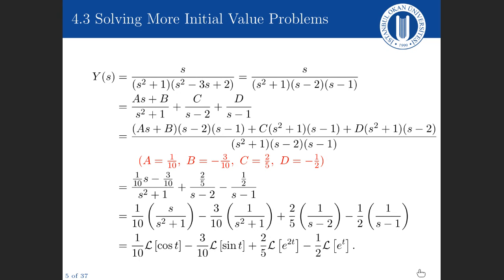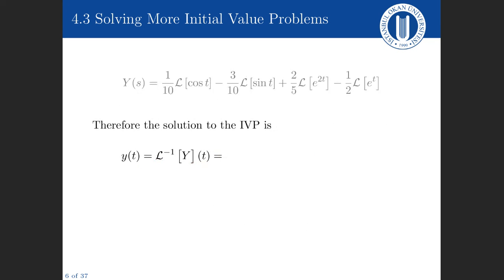Using our table of Laplace transforms, we can look up s over s squared plus 1, and we see that's the Laplace transform of cos t. We can see that 1 over s squared plus 1 is the Laplace transform of sine t. 1 over s minus 2 is the Laplace transform of e to the power 2t. And 1 over s minus 1 is the Laplace transform of e to the power t. As soon as we know capital Y is a linear combination of Laplace transforms of functions, we can write down the solution to the initial value problem.